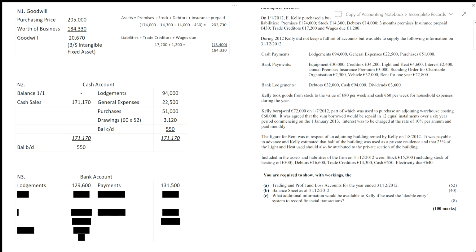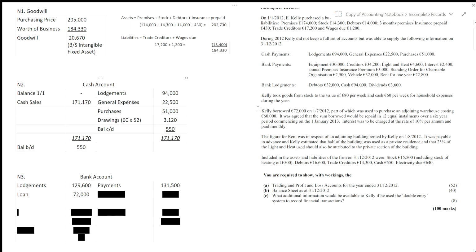So Kelly, the owner of the business, borrowed 72,000, part of which to buy a warehouse costing 60,000, and we're told information there about paying off the loan and paying off interest. We won't need to deal with that now, but we're told that Kelly borrowed 72,000 and bought a warehouse for 60,000. What happens to your bank account when you borrow 72,000? Well, I know we're going to need to pay back the loan and the loan interest. But when you borrow 72,000, all that happens is your bank account goes up by 72,000.